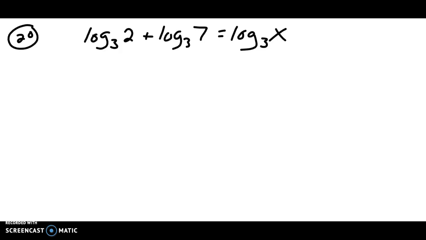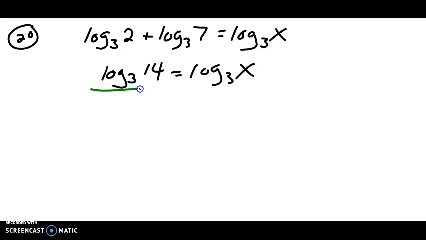All right, so let's try this next one. You can see that there's a property there for you. If I am going to add logs, I'm going to multiply these things. So I'm going to have log base 3 of 14 is going to be equal to log base 3 of x. One log on each side. They have exactly the same base, so I can eliminate the logs, and I have x is going to be equal to 14. So really quite simple once you've got it all broken down.